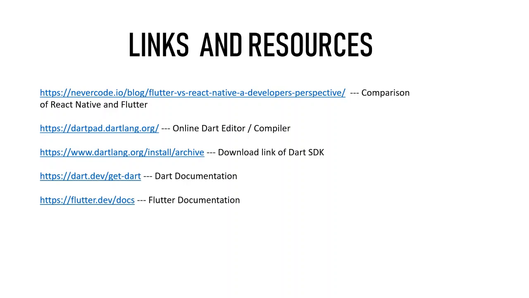Now, the first link I provide here is a link that's very interesting. When you go to that website, you see a comparison between React Native and Flutter. Now, this is very interesting because React Native has been there since around 2013, and Flutter just came in 2017, very young. But if you go to read about the similarities, the competition between the two, you are going to really understand that Flutter is here to stay.